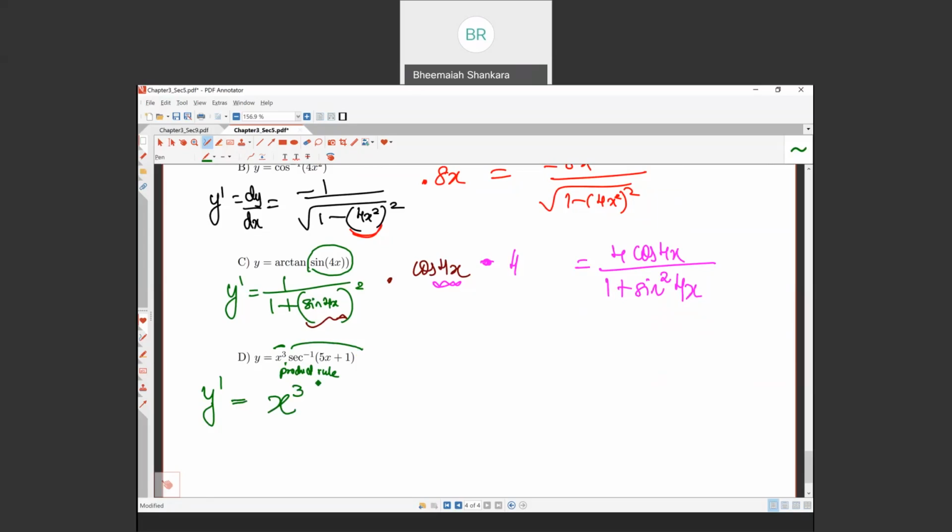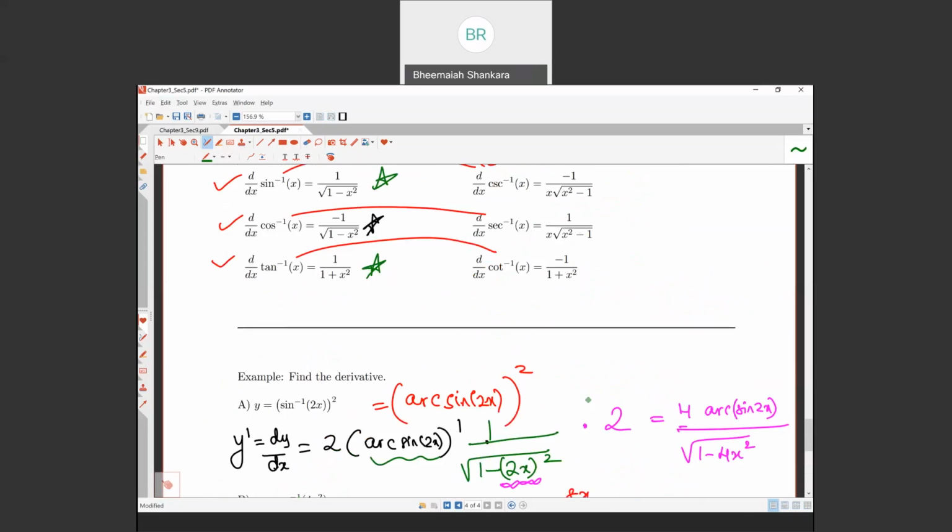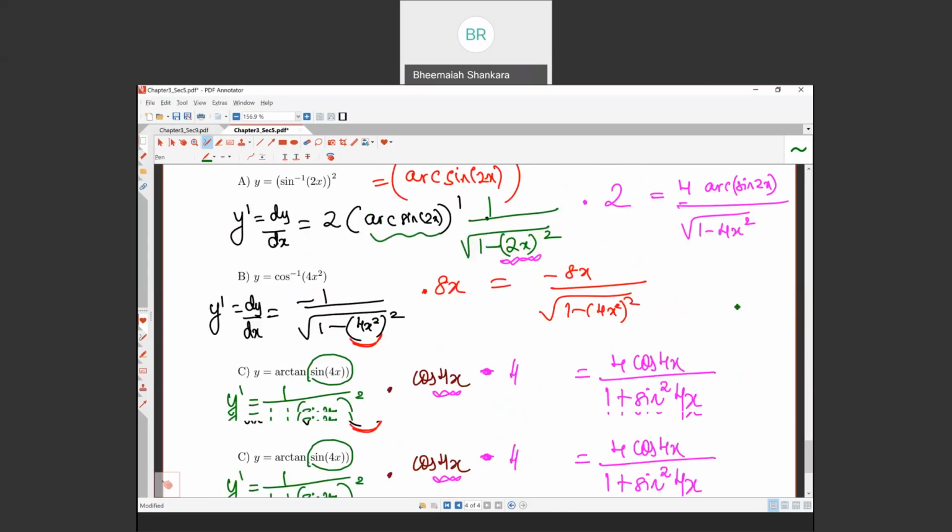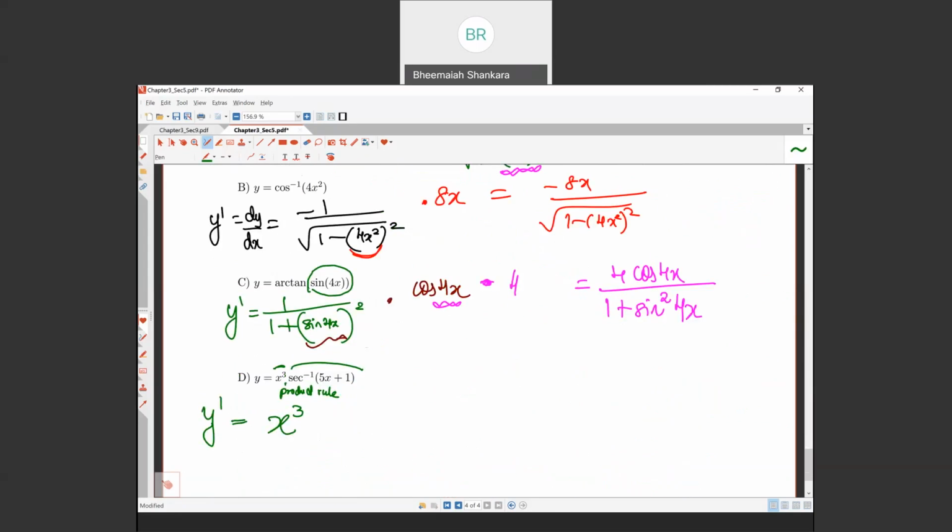Derivative of secant inverse, the formula we have here on the top, is 1 over the angle x times square root of x squared minus 1. Whatever the angle is comes down here in this pattern. So the angle here is 5x plus 1. So when you derive this one, you have 1 over the angle 5x plus 1 times square root of 5x plus 1 squared, and then you have a negative 1. But don't forget to differentiate this 5x plus 1 again, and you have a 5.